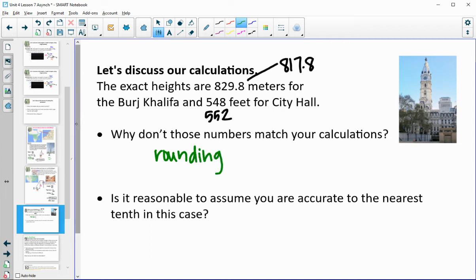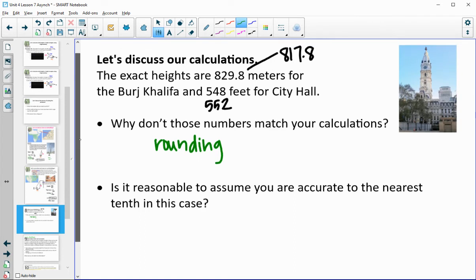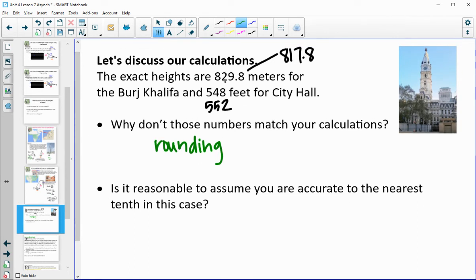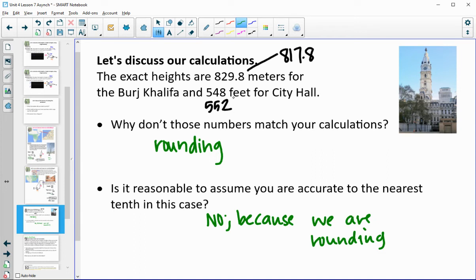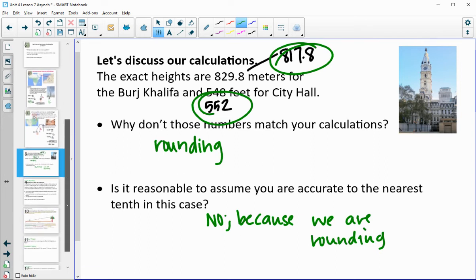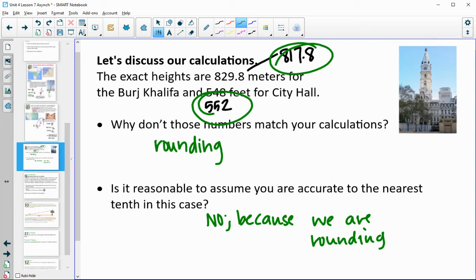So we're still coming up with estimates. They're reasonable estimates. Okay, they're pretty close. Okay, when you're talking 830 meters versus 820 meters, that's pretty close. Okay, for an estimate of a height. So is it reasonable to assume that you're accurate to the nearest tenth in this case? No, because we're rounding. Okay, so we're rounding the measurements. So we're saying it's approximately these values. So approximately, not actual measurements if we were to go and take a huge measuring tape and measure that.